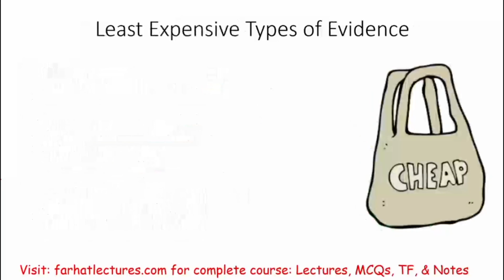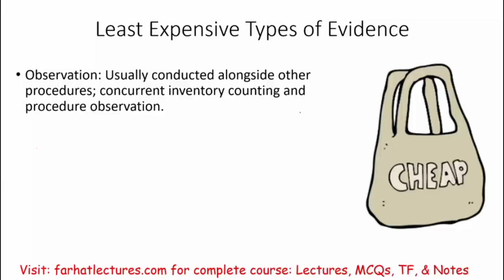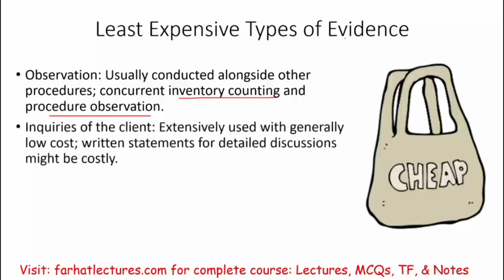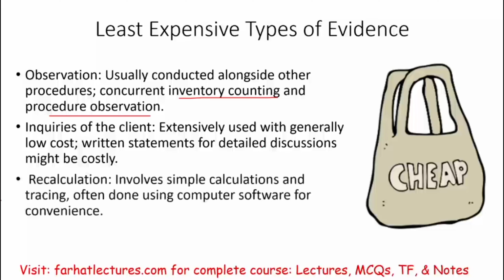The least expensive types of evidence are observation and inquiry. Observation usually is conducted along with other procedures. As you're counting the inventory, you will observe what they are doing. Inquiries are also a cheap way to collect evidence. Basically, just talking to the client informally sometimes, and there's no effort in traveling, so you can talk to them on a regular basis. Recalculation again involves simple calculation, often done by software, Excel, and so forth.